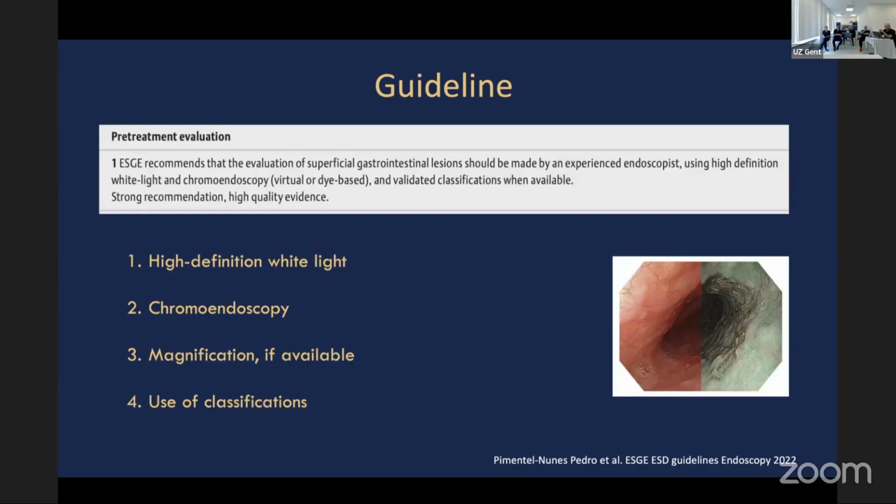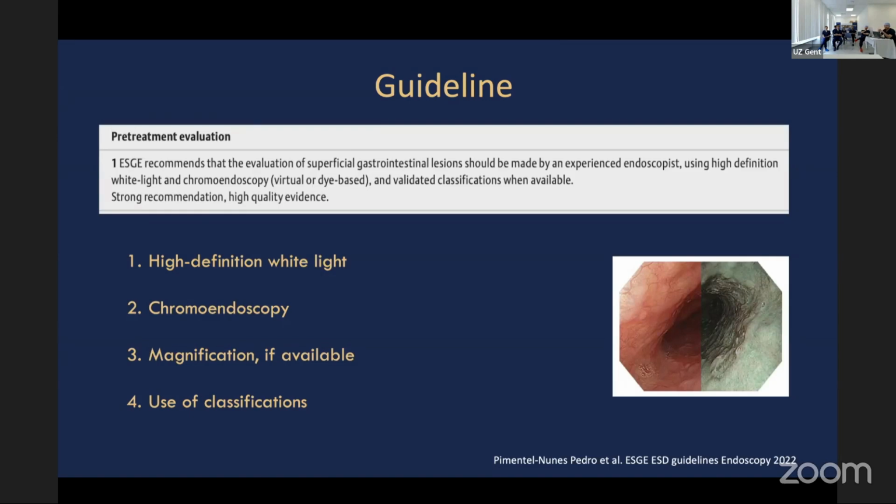How do you do your assessment? You do it via high definition white light with chromoendoscopy. That is usually virtual, I would say, not necessarily dye-based. And I think that we have moved as a community away from dye-based chromoendoscopy because it is too time-consuming, too difficult, and too hard to standardize between, concentration, etc. So why do we not just standardize around virtual chromoendoscopy? I think the field is moving that way.